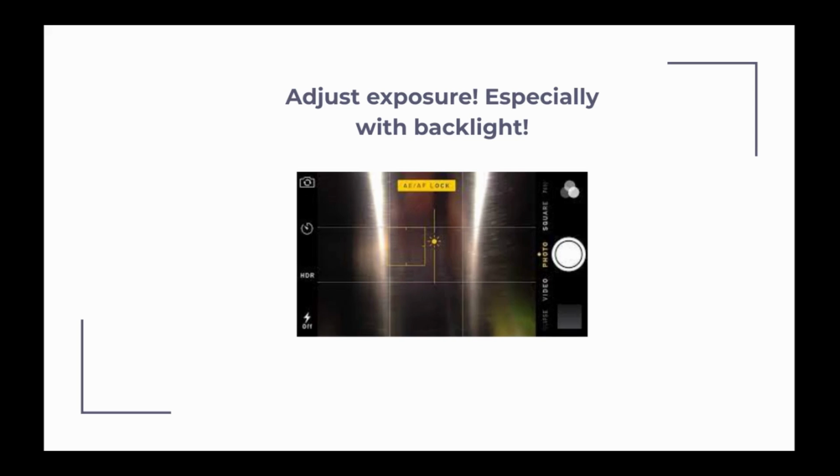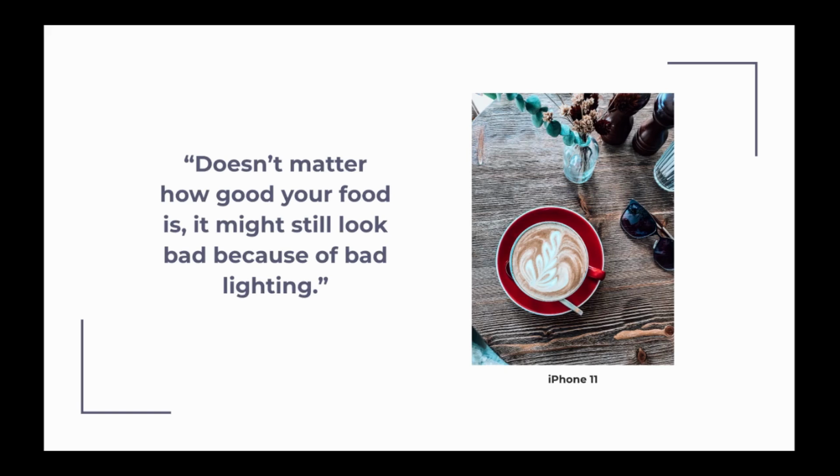So on your phone, you also have to adjust the exposure, especially with backlight. What you can also do is play around and take different exposures. At first you focus on the window and then on the subject, and then usually on phones what you can do is hold the focus and then pull up and down, and by this you can adjust the exposure, which is super important.